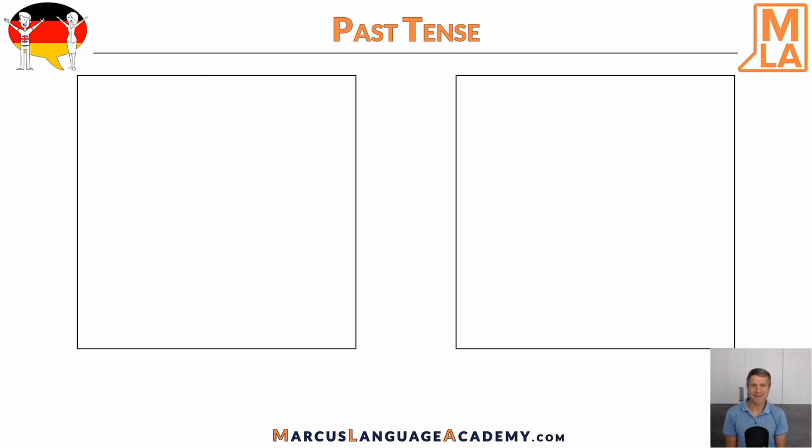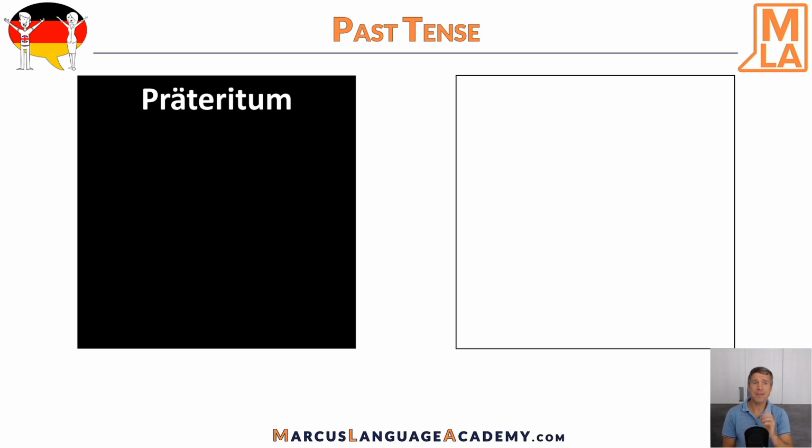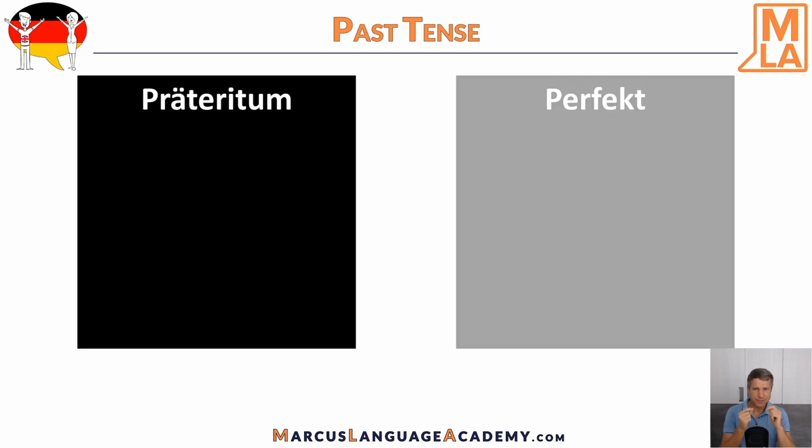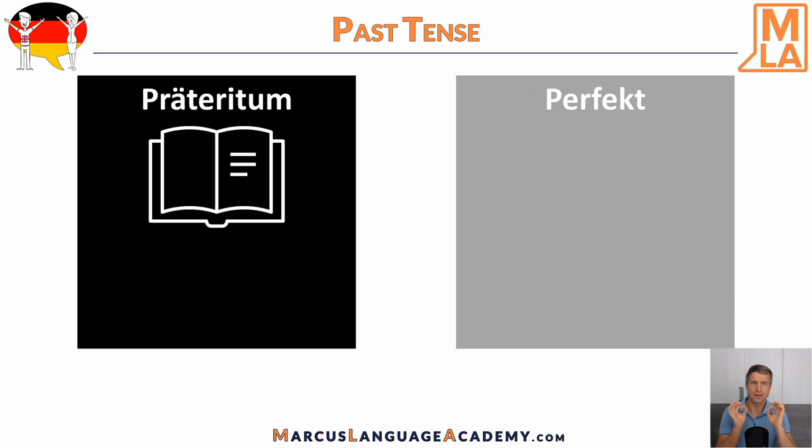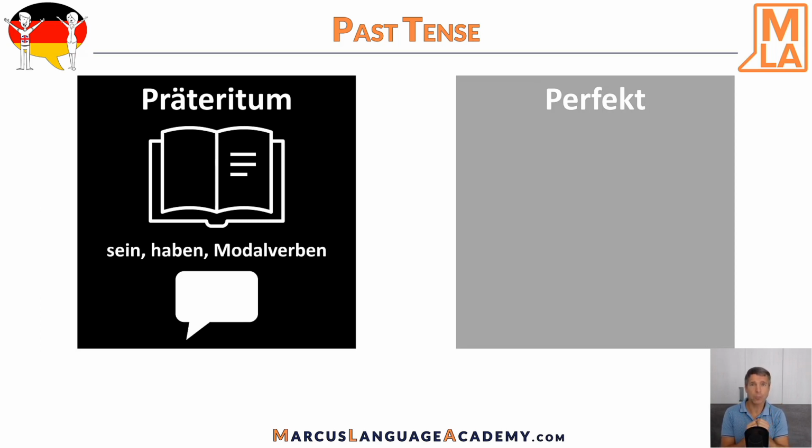So let's get started. We have two main past tenses in German. One is called Preteritum and the other one is called Perfect. In contrast to English, there is no difference in the meaning between both. Preteritum is used in the written language, especially in newspapers and books, and also with the auxiliary verbs like sein, haben and the modal verbs in the spoken language. All other verbs in general use perfect in the spoken language.